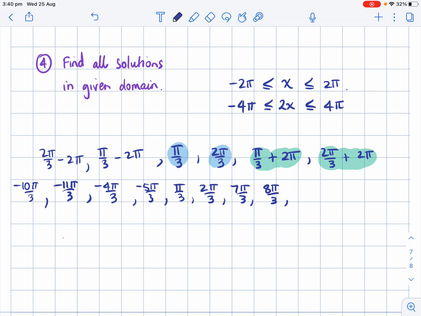And if I keep adding and subtracting 2 pi to these numbers, or I keep going around my unit circle, I'll get a whole heap of answers. And what I have to keep checking back are my answers between the domain that's been set. These are all my answers for 2x. We don't want to find 2x, we want to find out what x is.